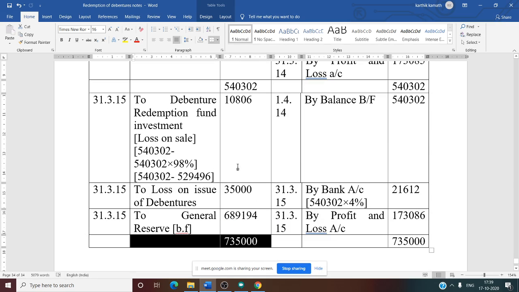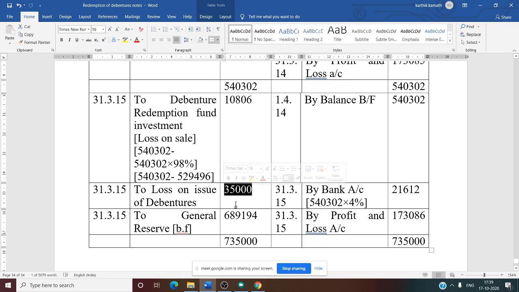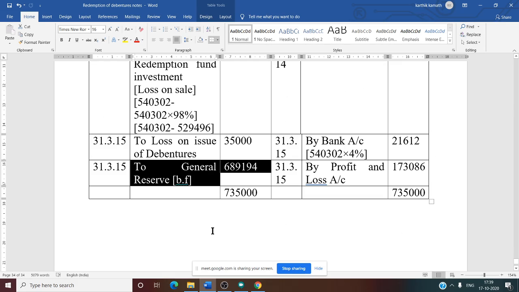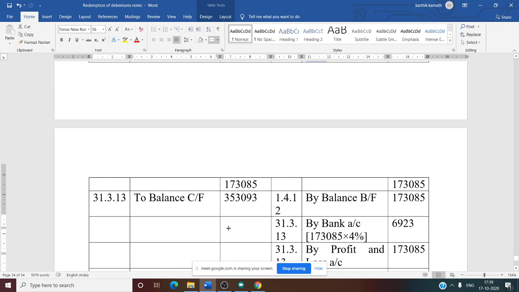So from 7 lakh 35 deduct loss 10,806. Again deduct premium amount 35,000. So remaining balance is 6,89,194. That unutilized balance, remaining balance transferred to general reserve account. Yes. So very simple, only one account for 6 mark question.